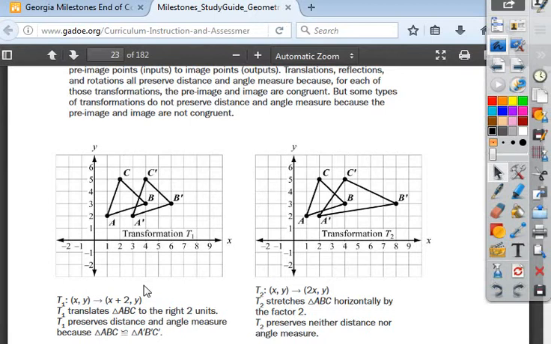And over here, it did what? It stretched out and got bigger. So then you would see how much bigger it got. In this case, it was a factor of 2. You multiply the x number by 2 each time.